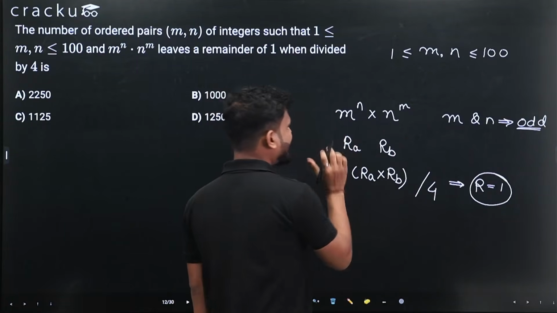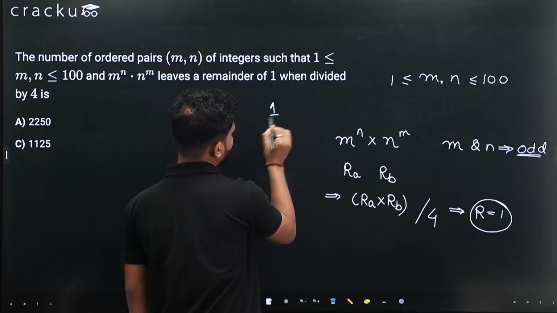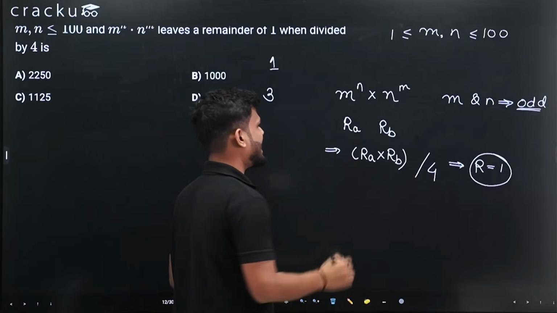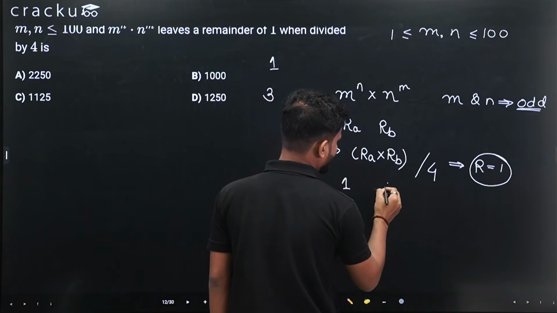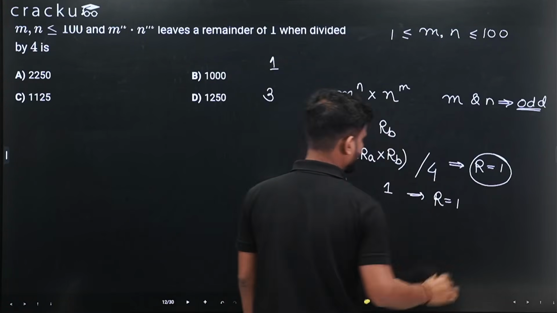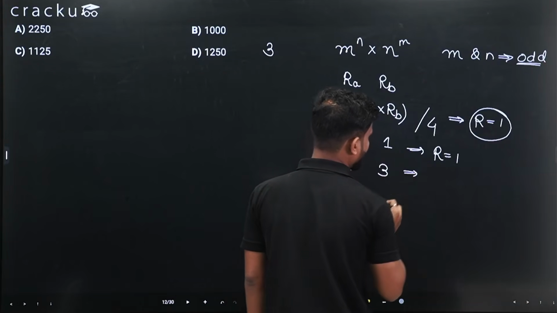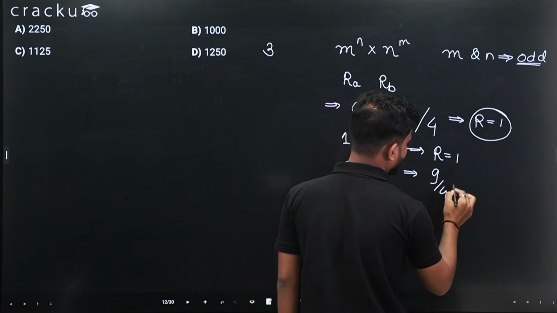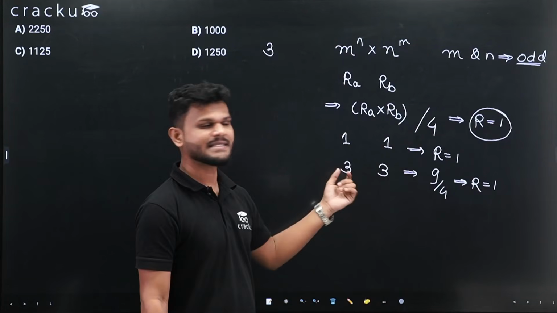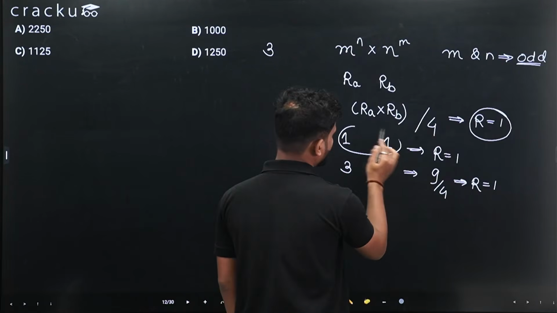Now, when an odd number is divided by 4, there are two types of remainder which can be there. One remainder is 1, other remainder is 3. Now, if Ra is equal to 1 and Rb is also equal to 1, then the final remainder is 1. If Ra is equal to 3 and Rb is also equal to 3, it will be 9 by 4, and here also the final remainder will be 1. If one of them is 1 and other is 3, then the remainder won't be 1. So we have only two cases.